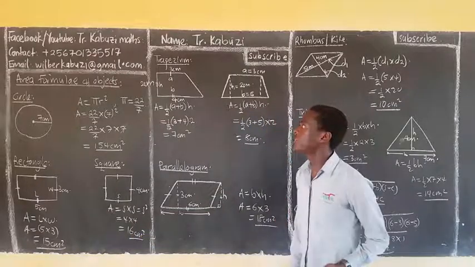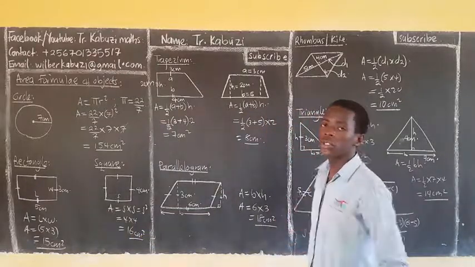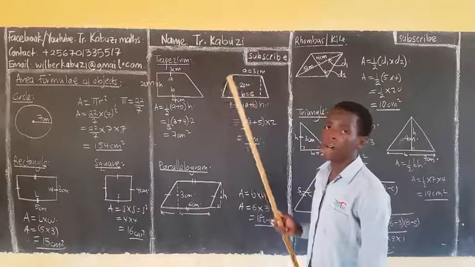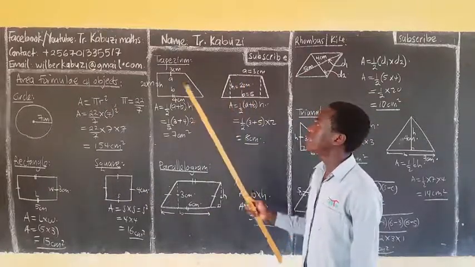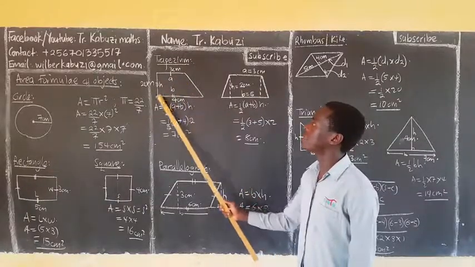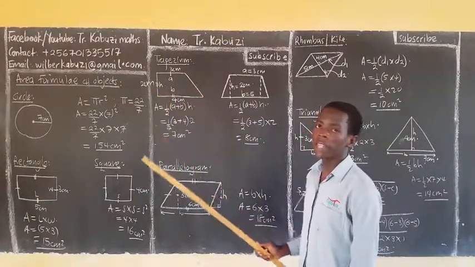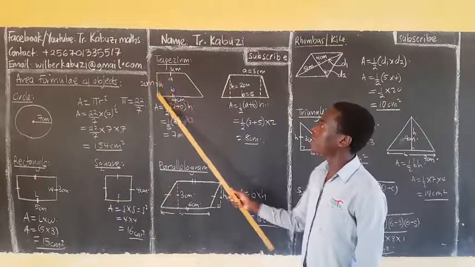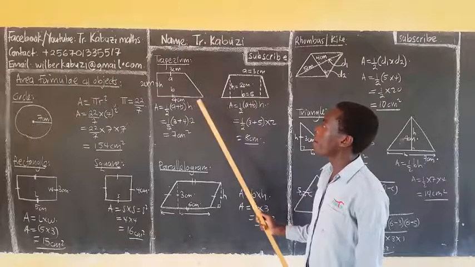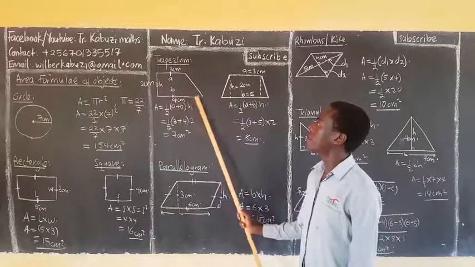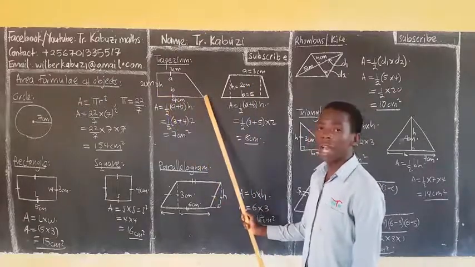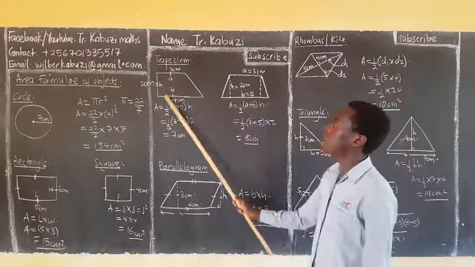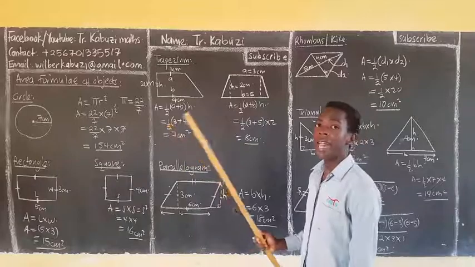Then a trapezium can have two shapes, this and also this. But the formula is the same. What changes is the length of this side, the only thing that changes. Now, when we have this one, it has a shorter length, but this one has a longer length compared to this.